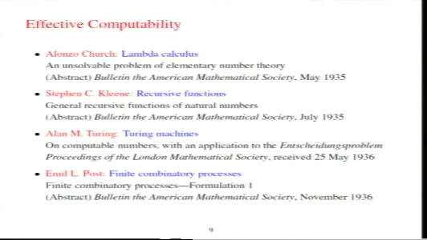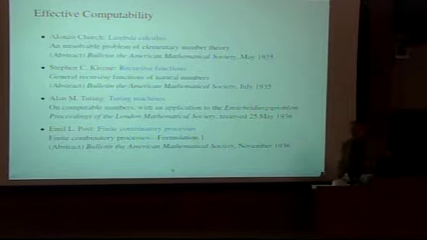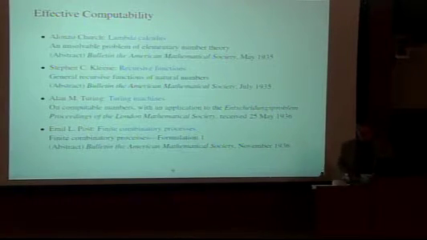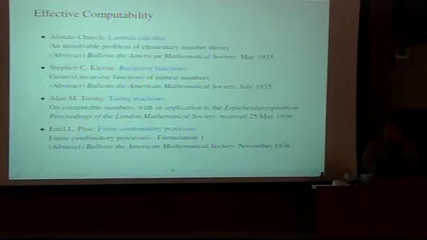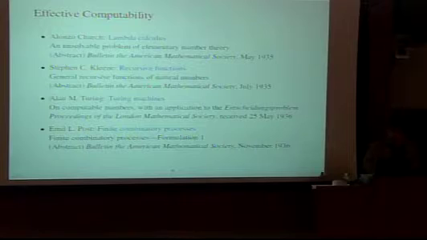So we have Alonzo Church's lambda calculus, Stephen Kleene's recursive functions, Alan Turing's Turing machines, and also, in fact, 4, Emil Post wrote about finite combinatorial processes. So we'll look at this in some more detail. And basically, these were all published in around 1836. 1936. I was only off by 100 years. Thank you for that correction.